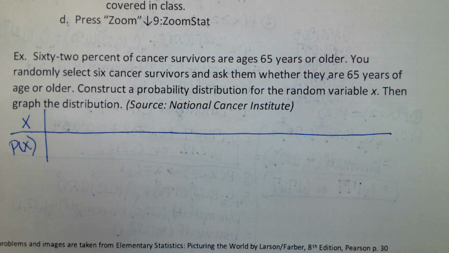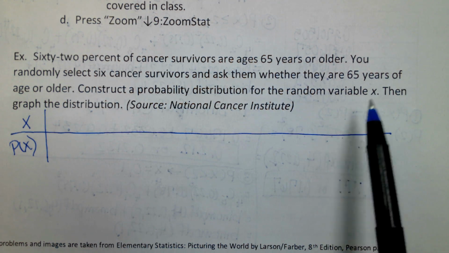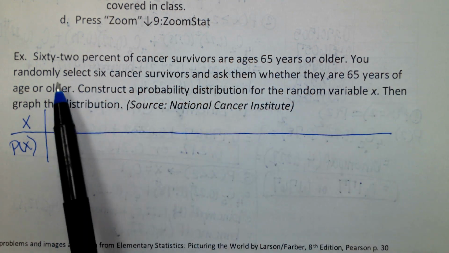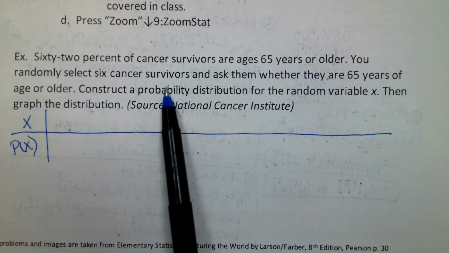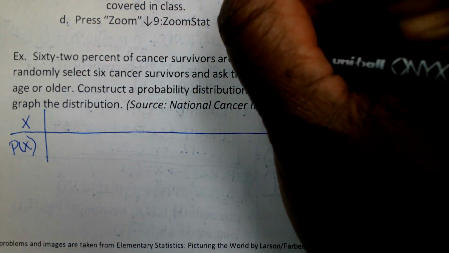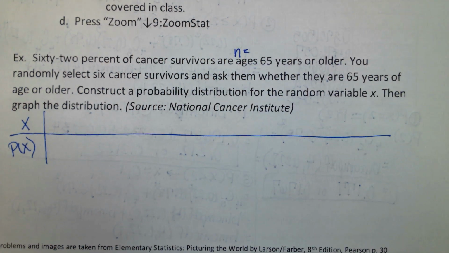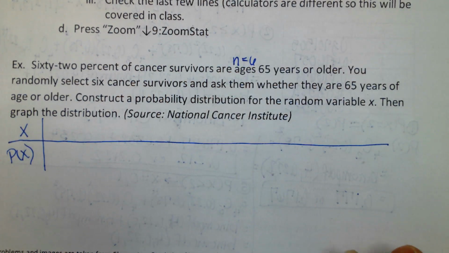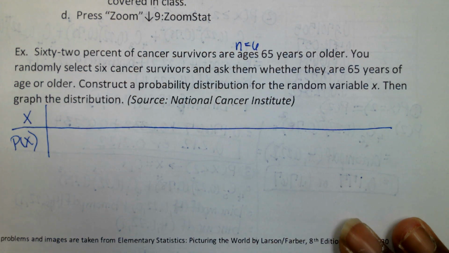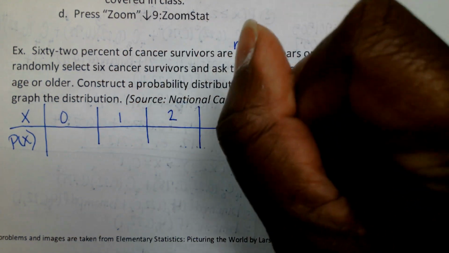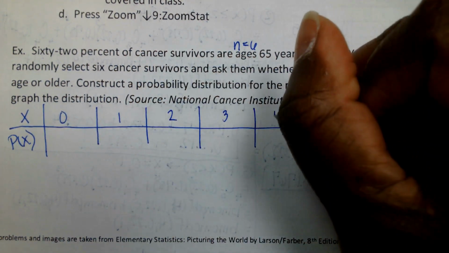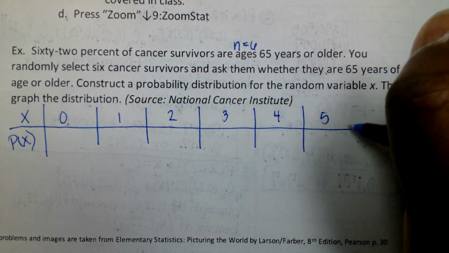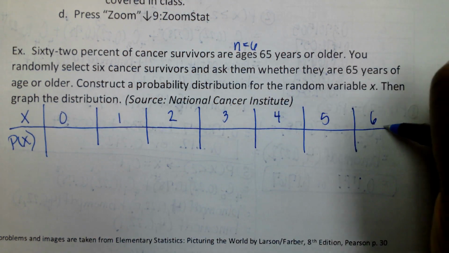Okay. So what are our possible x's? What are our possible ways of success? n is equal to 6. So our possible ways of success are 0, 1, 2, 3, 4, 5, 6.